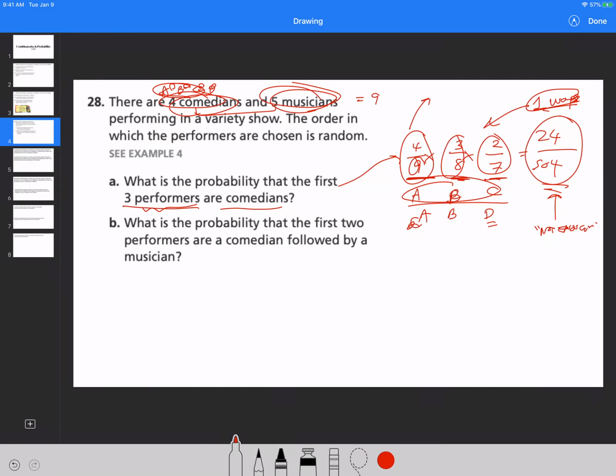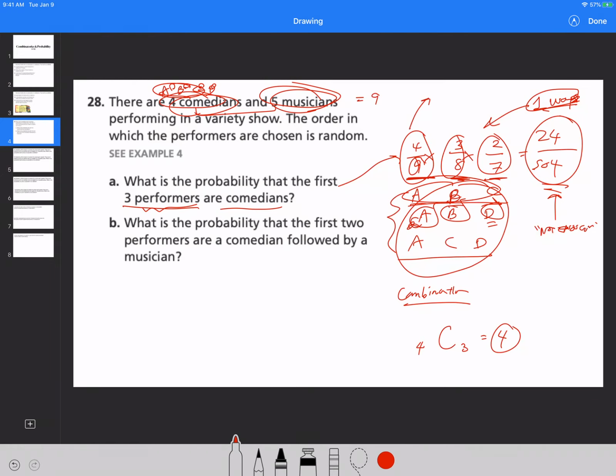If we have A, B, and C, we could also have A, B, and D. We could also have A, C, and D. How many different ways could I arrange that? That's the question. This is simply a combination question you need to understand, because the order of these comedians doesn't matter. The order of comedian A first, comedian B first, it doesn't matter. But you have 4 comedians to choose from, and I want to group them into a 3. So 4 combination 3 gives me 4 different ways in which this could happen.